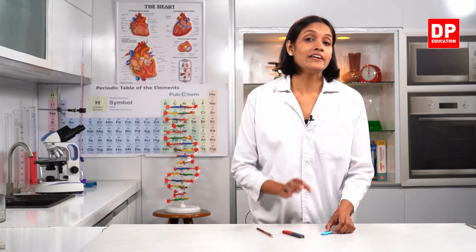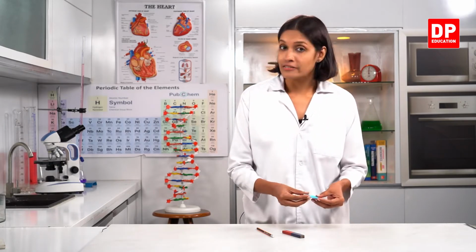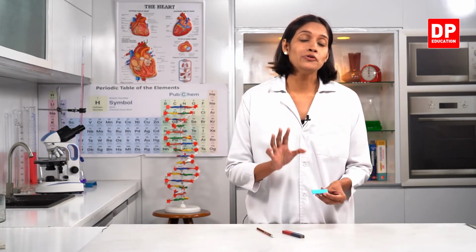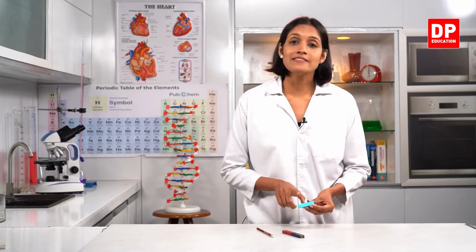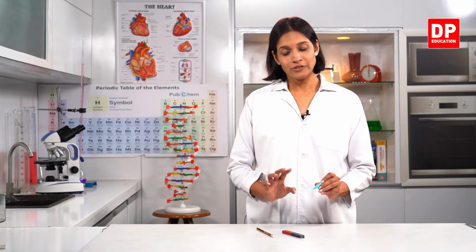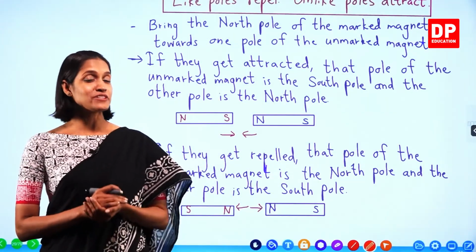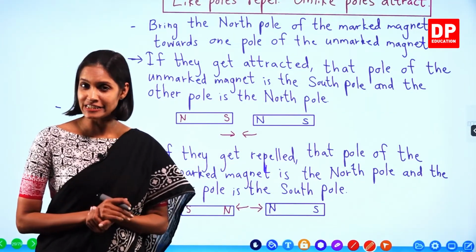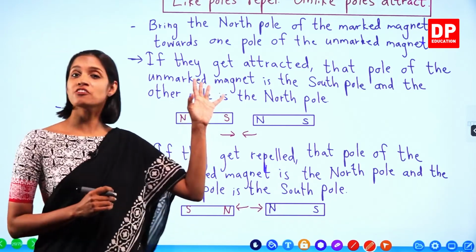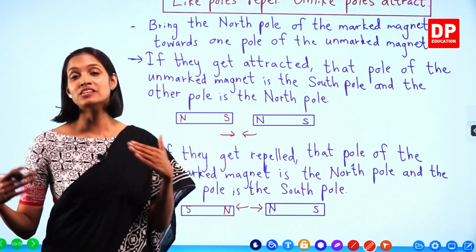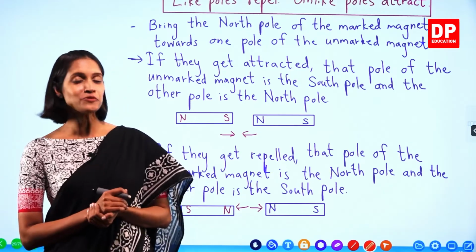So if you are given an unmarked magnet or a magnet wrapped like this, now you know how to identify what is the north pole and what is the south pole using another magnet. Right. So after doing the activity in the lab, I hope it's very clear how to identify the poles of an unmarked magnet using a given marked magnet. We'll move on to the next.